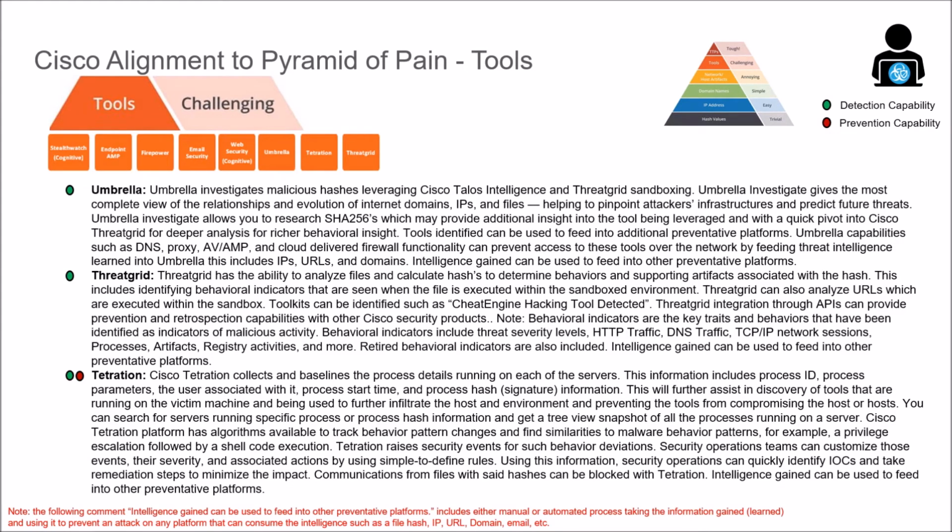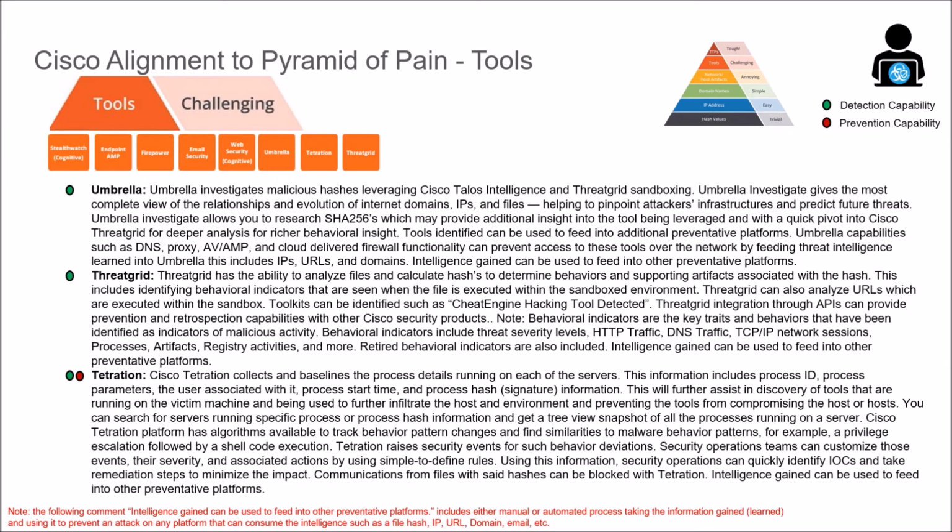Tools identified can be used to feed into preventative platforms. Obviously, Umbrella capabilities such as DNS proxy, advanced malware AMP, cloud delivered firewall functionality can also help prevent these tools from actually invoking their will against the victim itself. So this one here, I'm going to change this Umbrella to red and green, because it definitely has some preventative capabilities as well. I must have missed that.